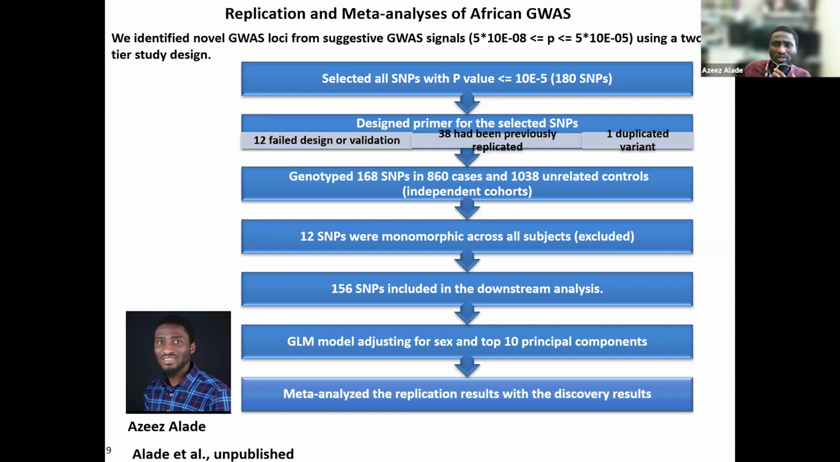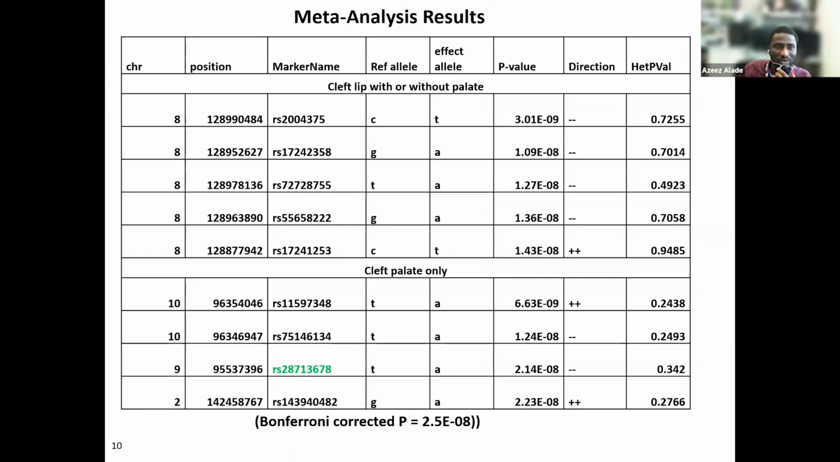And so one of my questions was, we always have a lot of SNPs that fall in the suggestive association range. Is there a way we could identify a potential true signal in this suggestive range? To do this, I selected all those SNPs that fall within the suggestive range and tried to replicate them and do a meta-analysis. Doing this, I was able to identify a lot of SNPs within 8q24. This 8q24 locus is actually a common locus for cleft lip with or without cleft palate.